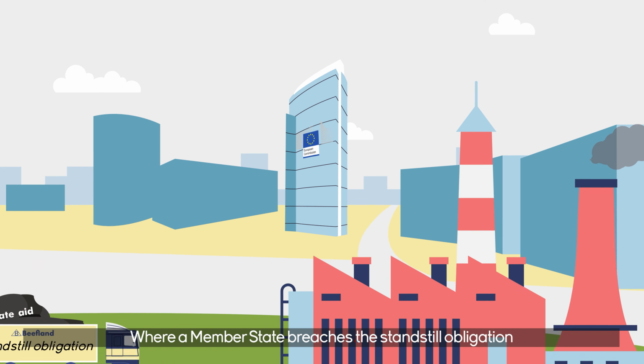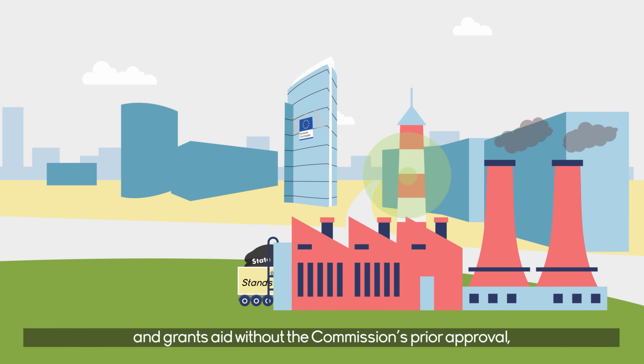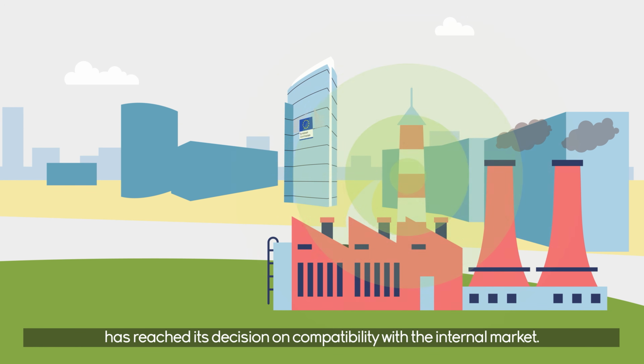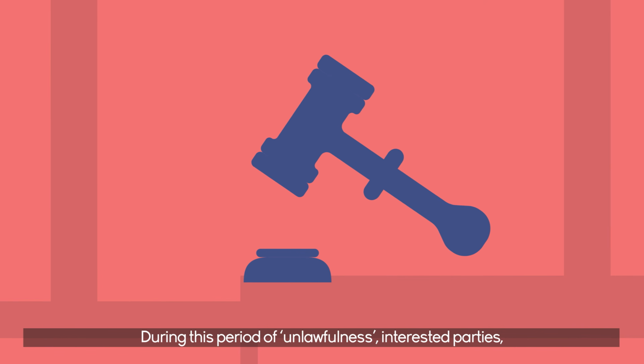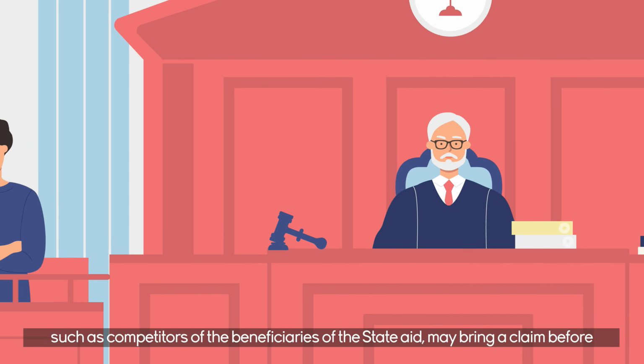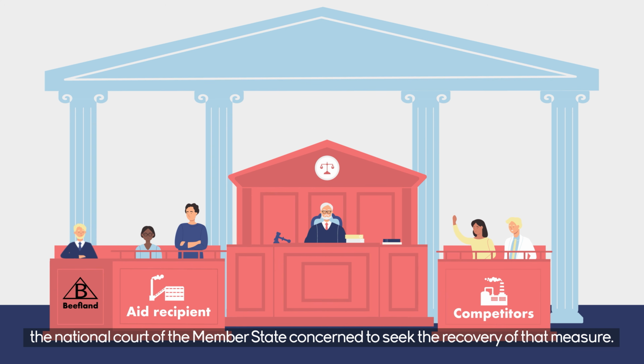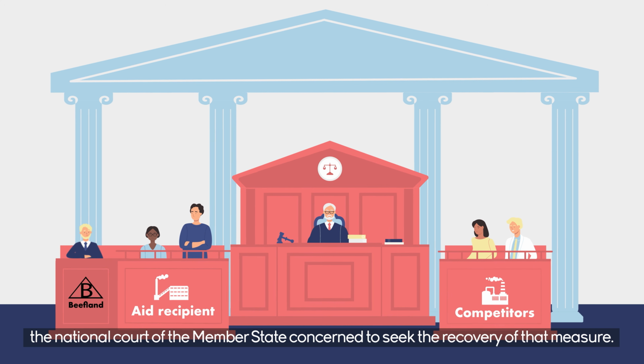Where a member state breaches the standstill obligation and grants aid without the Commission's prior approval, this aid will automatically be unlawful until the Commission has reached its decision on compatibility with the internal market. During this period of unlawfulness, interested parties, such as competitors of the beneficiaries of the state aid, may bring a claim before the national court of the member state concerned to seek the recovery of that measure.